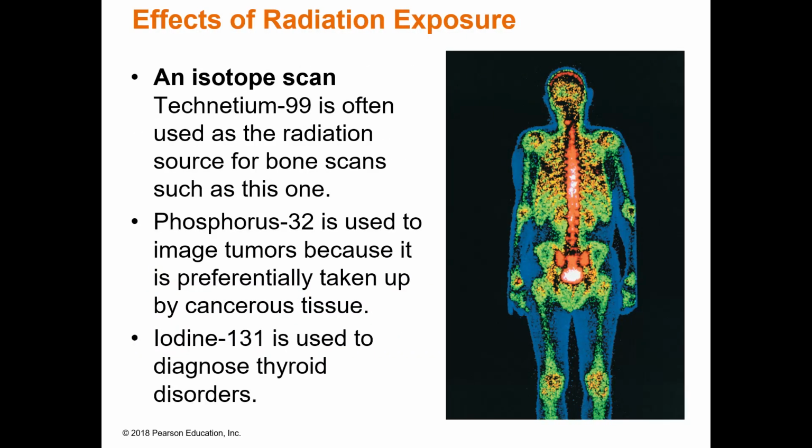Radiation isn't always harmful. In fact, we use it all the time to help patients. For example, technetium-99m is used in bone scans to detect fractures, arthritis, or cancer. Phosphorus-32 is used in some tumor imaging because cancer cells absorb it more than normal ones. Iodine-131 is used to diagnose and treat thyroid disorders because your thyroid naturally absorbs iodine. In these cases, the radiation is targeted, measured, and temporary.